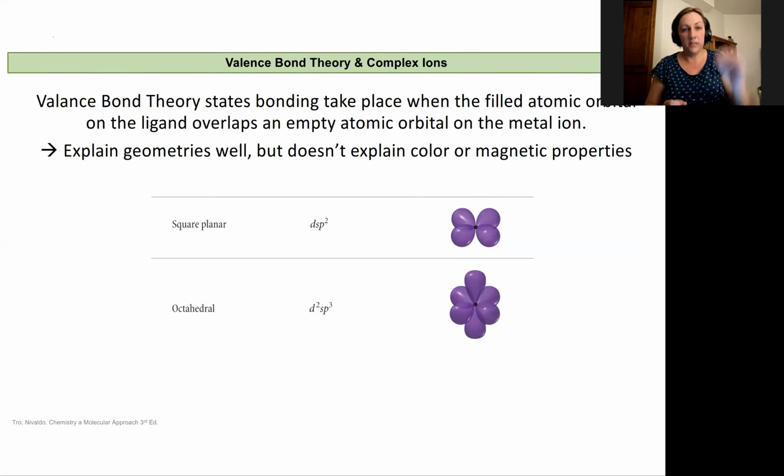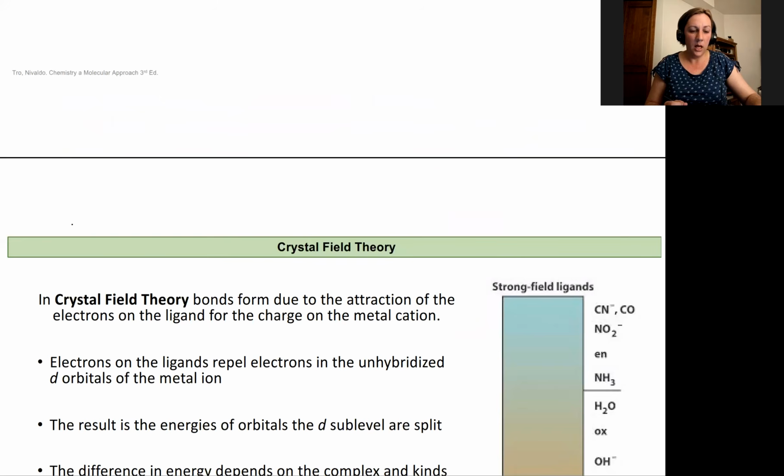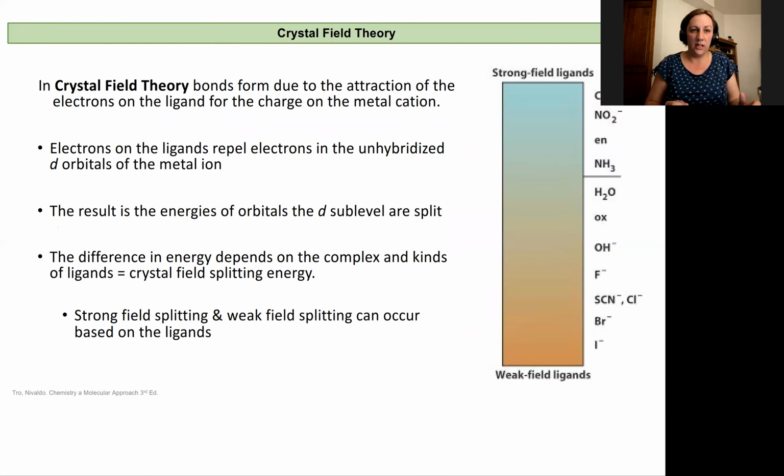And so crystal field theory will give us a more complete picture. Crystal field theory says that, yes, these bonds arise from the attraction between the electrons on the ligand and the charge of that metal cation, and there's an overlap of those hybridized orbitals with the orbitals on the ligand. And that explains that geometry beautifully. And then it goes a step further and says, but what is happening is we're bringing these electron clouds close to this metal ion.